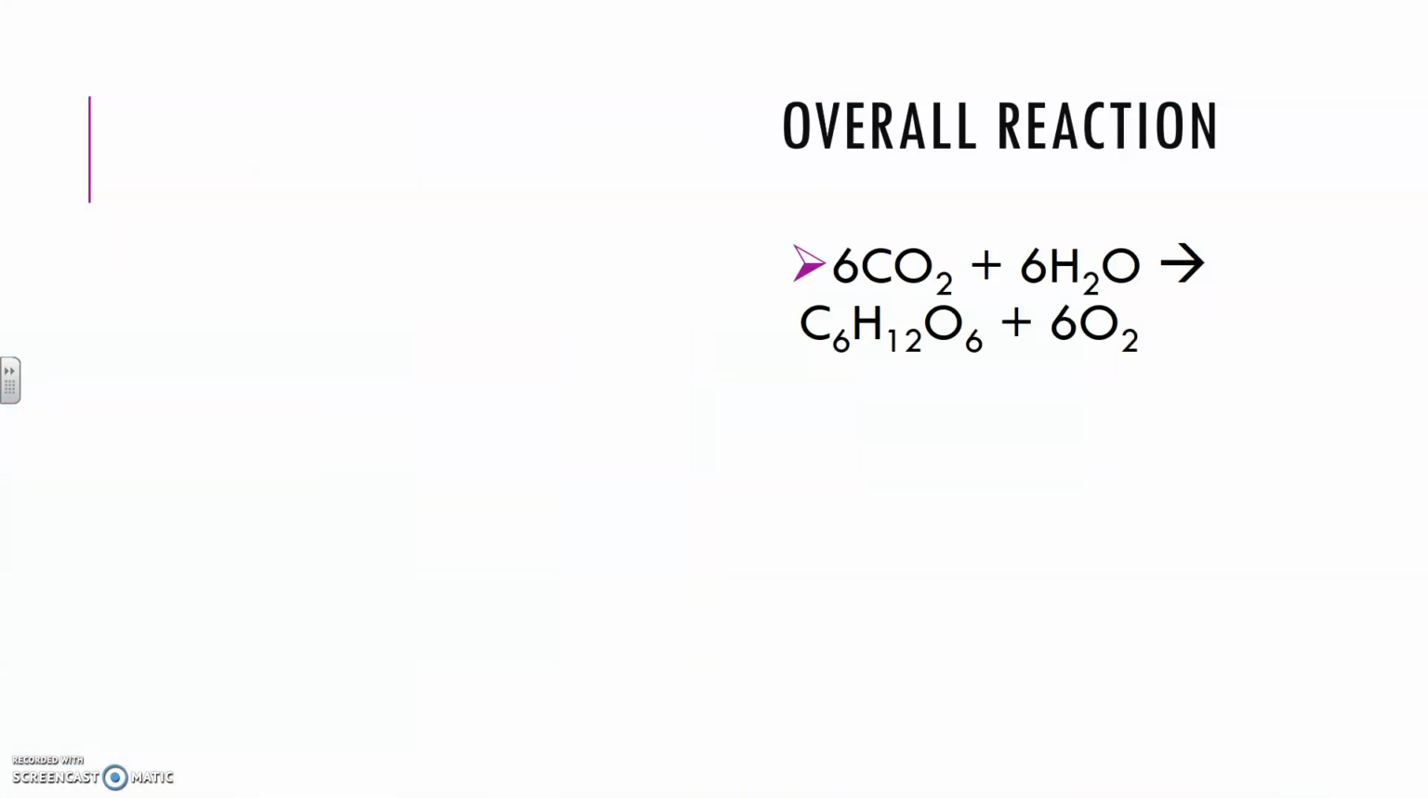So your overall reaction, you have 6 carbon dioxides coming into the light-independent reactions, and then you have 6 water molecules coming into the light-dependent reactions. And then out of the light-dependent reactions, you're going to get the 6 oxygens coming out. And then out of the light-independent reactions, you're going to get the 1 molecule of sugar, the C6H12O6.